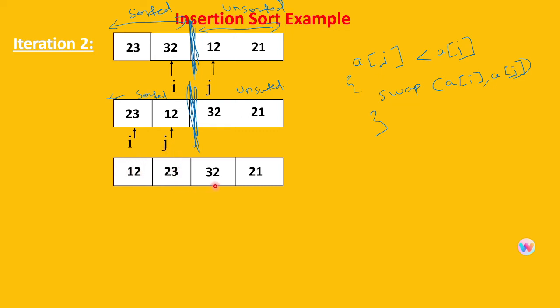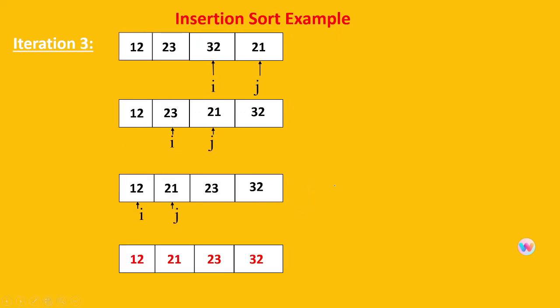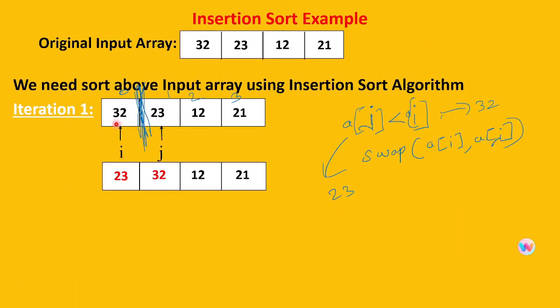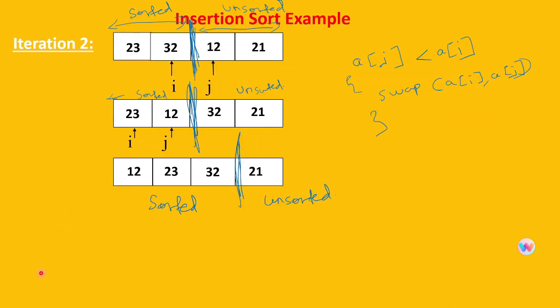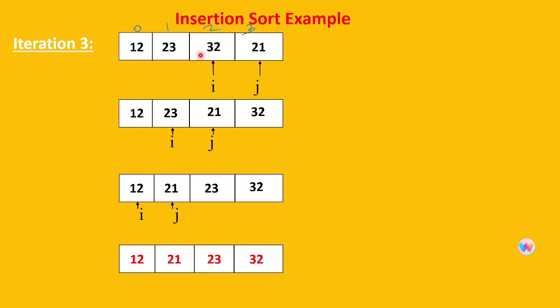So at the end of iteration 2, we have 3 elements in sorted position. These 3 elements are sorted and the last element is unsorted. In iteration 3, i will be at position 2. If you see, in iteration 1, i was pointing at position 0 and j at position 1. In iteration 2, i was at position 1 and j at position 2. Now in iteration 3, i will point at position 2 and j will point at position 3.